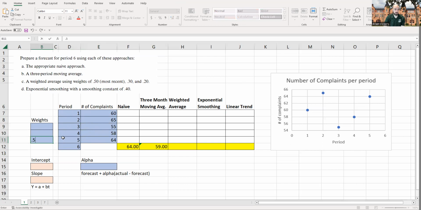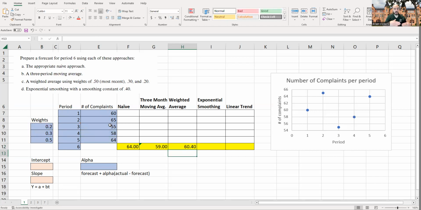So I'm actually going to put my 0.5 here, 0.3 here, 0.2 here. And then in this value here, I can do this a couple different ways. I can either do equal 0.5 times this number plus 0.3 times this number plus 0.2 times this number. It's a little time consuming.